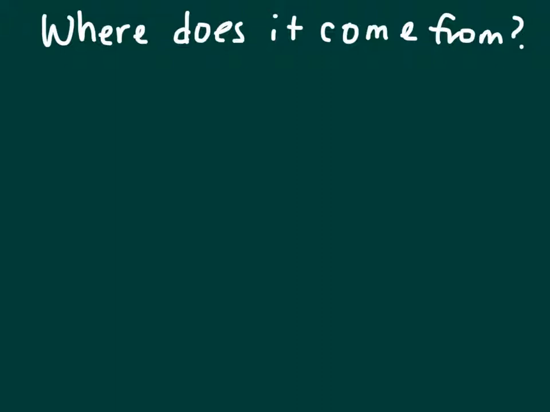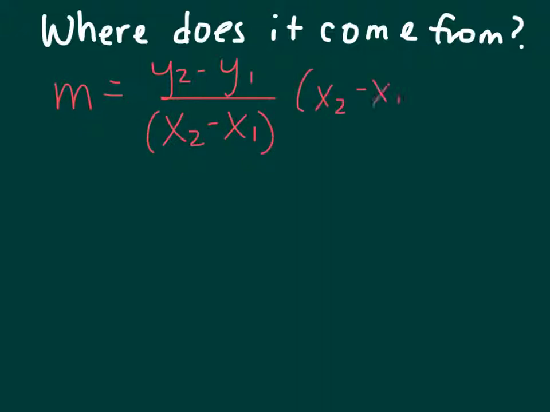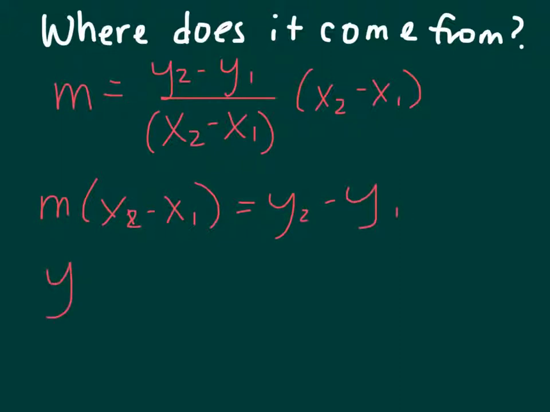Now, where does point-slope come from? It actually comes from our slope formula. So our slope formula says m equals y2 minus y1 over x2 minus x1. And it says, okay, what if I multiply both sides by x2 minus x1? So I have m times x2 minus x1 equals y2 minus y1. If I switch their sides and I change the y2 just to be a y, and I change the x2 just to be an x, I then have my point-slope form.